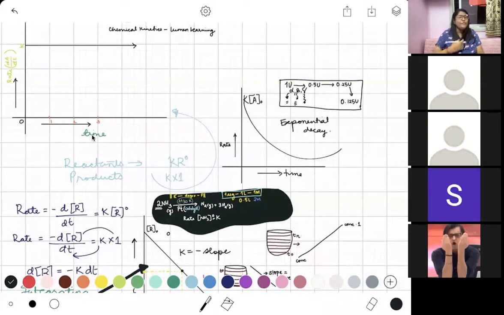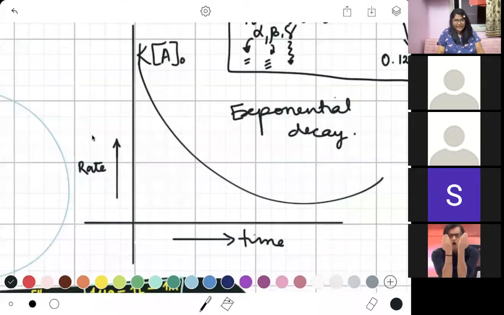Now if your reaction does not follow this, use the same trick and see that you get your next value a little ahead so that your graph is not a straight line. It has a curvature. Okay, this makes sense.